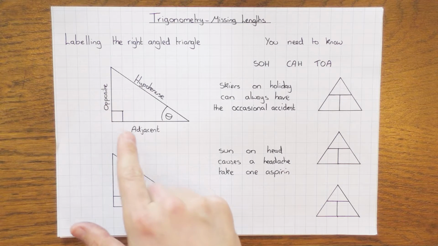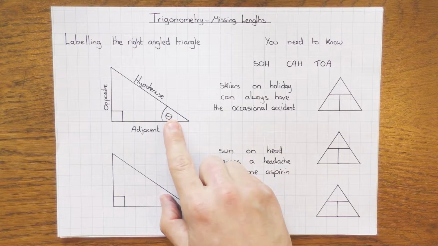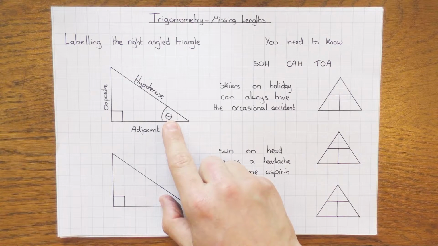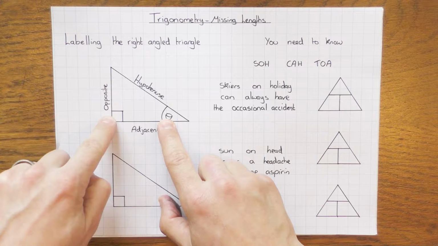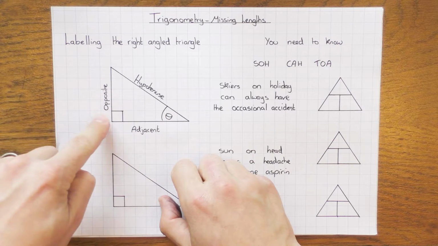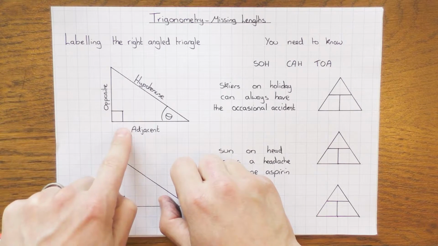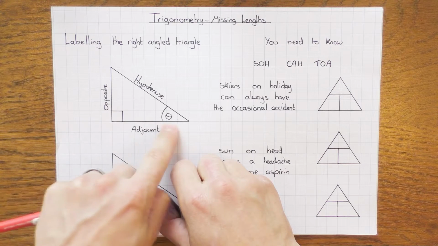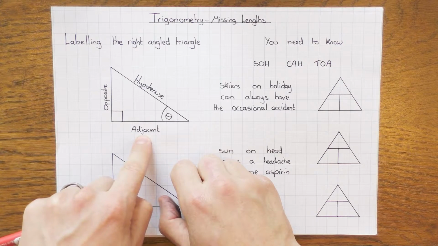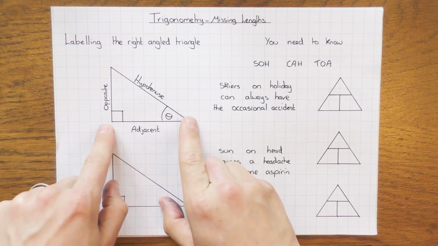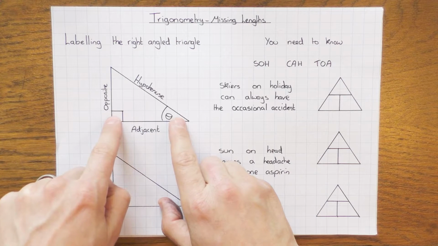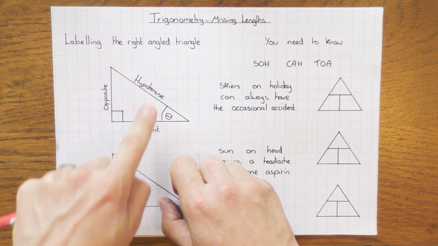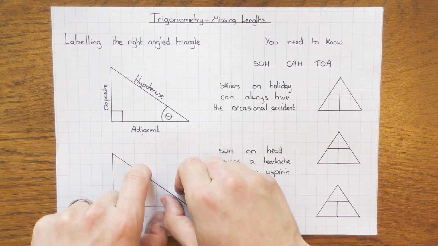The other two sides are different and they depend on the angle. You might notice this little symbol here, it's the Greek letter theta, and that just represents an angle. So if the angle is here, this side which is opposite the angle, funny enough, we call the opposite. And this side here which is next to the angle, we call the adjacent. The other way of remembering it is that the adjacent is always in between the two angles. So that's what you need to be able to do, label the triangle.